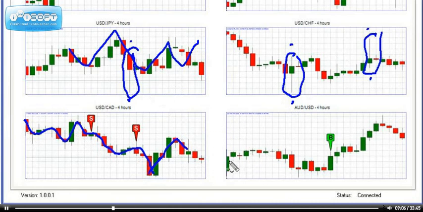Here's the Australian dollar, US dollar, deliberate. Look at this. Nice and smooth. This happens all the time in these Forex markets. No need to trade this stuff. Okay, this secret alone is worth a lot of money. I hope you take it to heart.